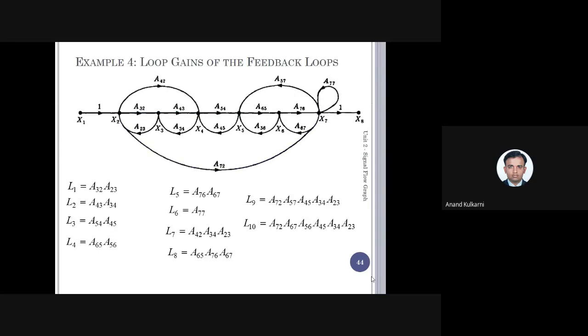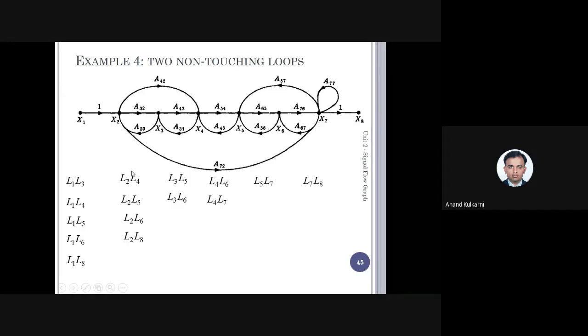Now we'll have to go with the non-touching loops taken 2 at a time. I'll go with L1, L3, L1, L4, then L1, L5. That is what is here: L1, L3, L1, L4, L1, L5, L1, L6, L1, L8. Now, how is that done? I'll just tell you here.